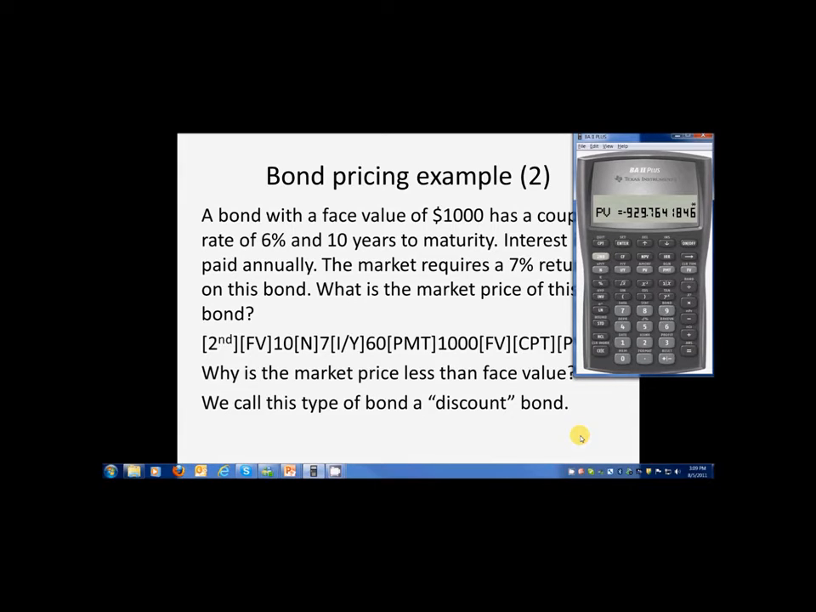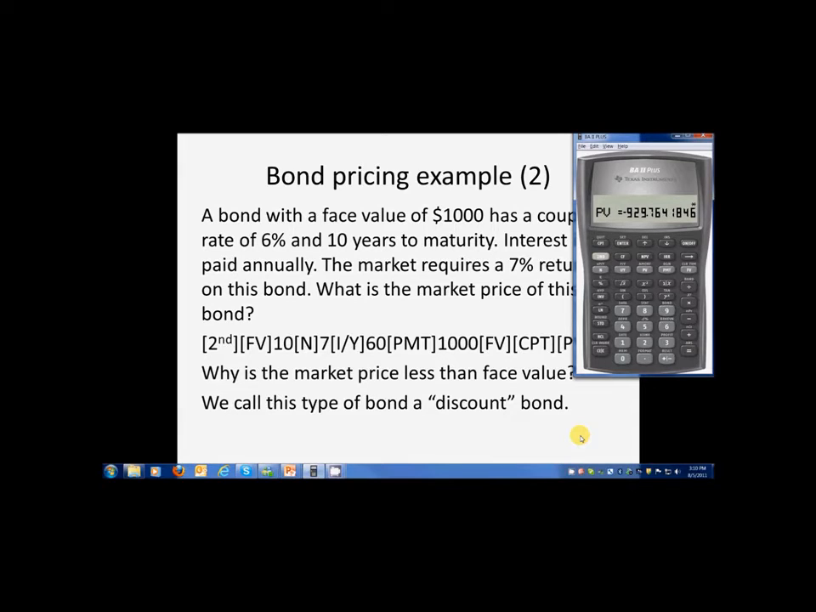So in addition to those coupons, the bond market needs a capital gain on this bond to satisfy the market's demand for return. So that means in addition to the $60 coupons we're going to receive every year, we're also going to have a capital gain of $70.24 over the life of this bond. And the capital gain together with the coupons is exactly enough to satisfy investors' demand for return.